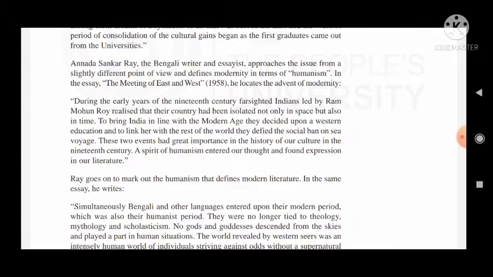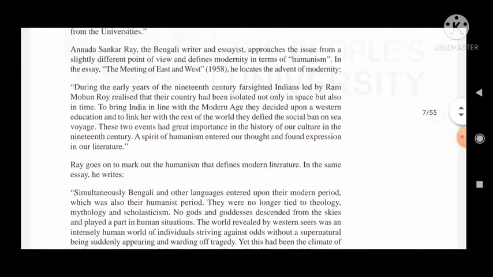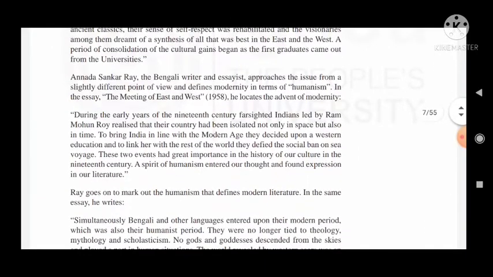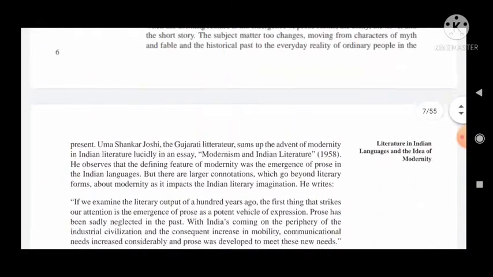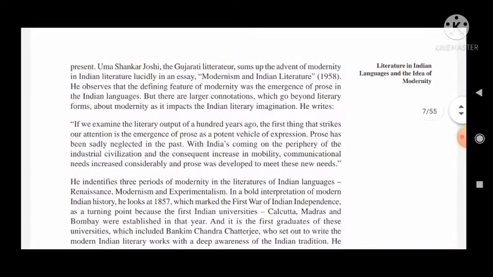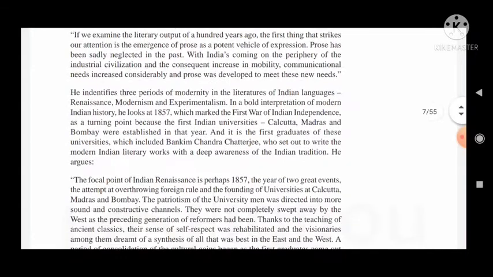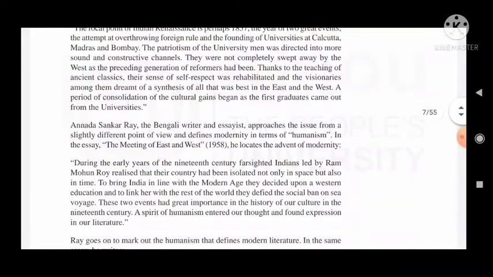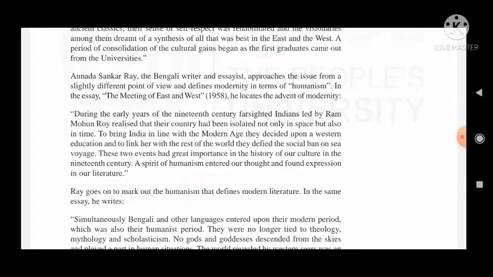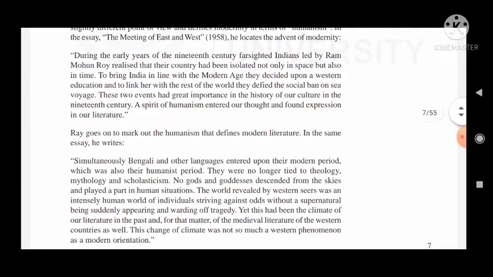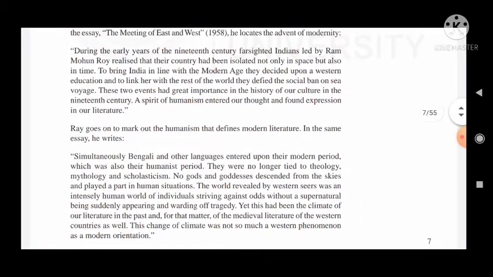In the essay The Meeting of the East and West, 1958, he locates the advent of modernity. Annada Shankar Ray wrote The Meeting of East and West, published in 1958. Also in 1958, Umashankar Joshi, the Gujarati writer, produced Modernism and Indian Literature. During the early years of the 19th century, far-sighted Indians led by Ram Mohan Roy realized that their country had been isolated not only in space but also in time.